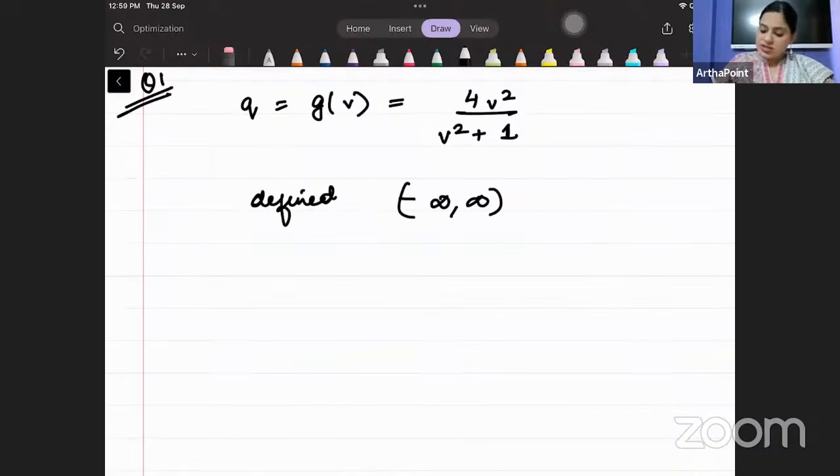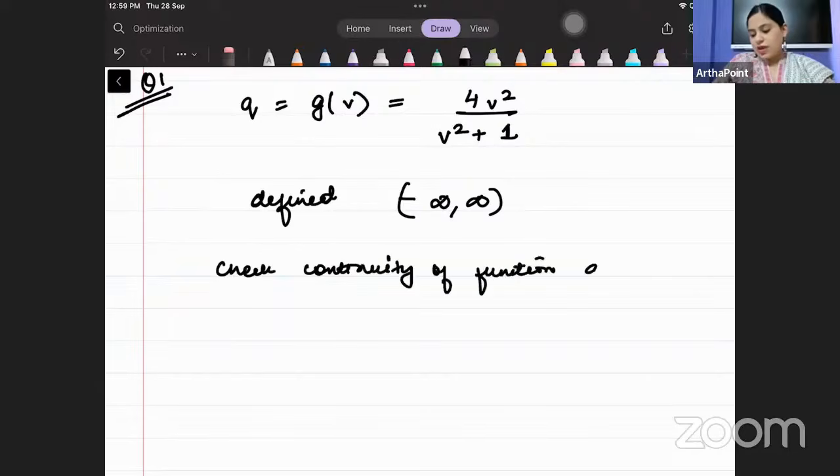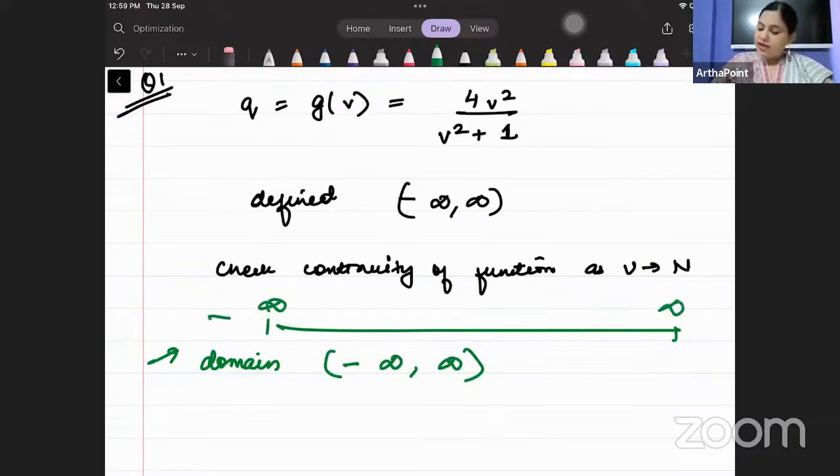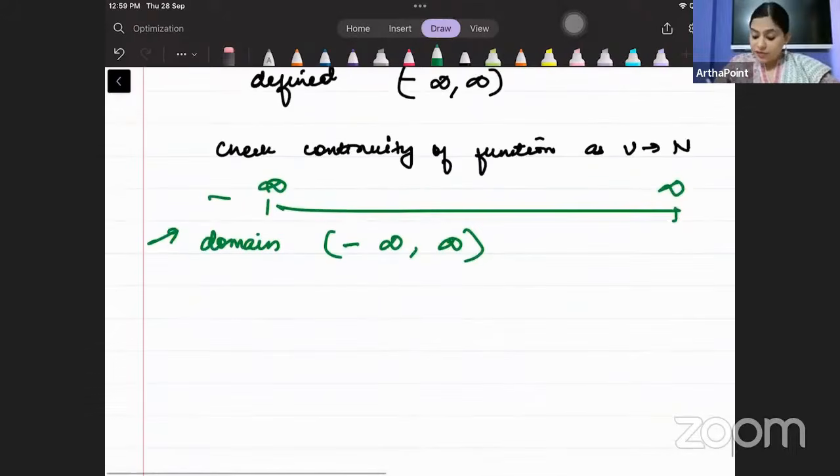अब suppose it says that check continuity of function as v tends to n. तो ध्यान से समझो बेटा, what is the domain of the function? कहां defined है ये? हर value पे, from minus infinity to infinity, हर value पे ये defined है. So if it is defined for every value, then n तो एक number ही होगा कोई ना, between minus infinity to infinity. So if this is defined for every value, then I can say it will be defined for n also. अगर हर value के लिए defined है तो उन values में से ही एक value तो n रही होगी.